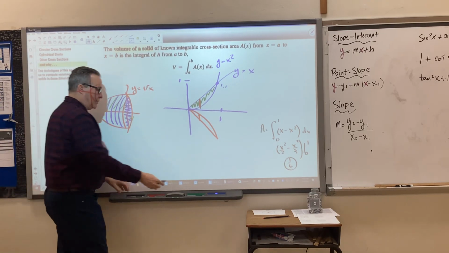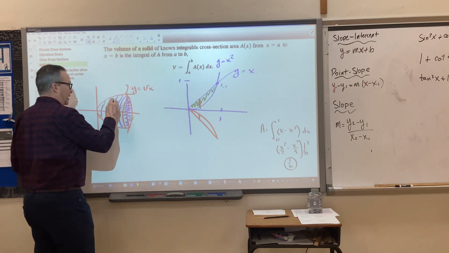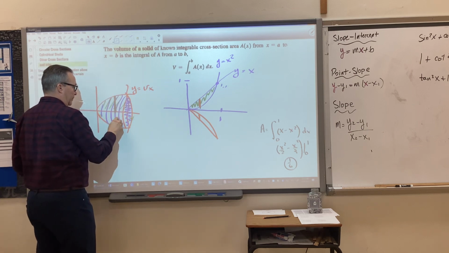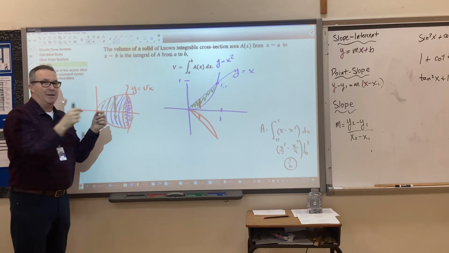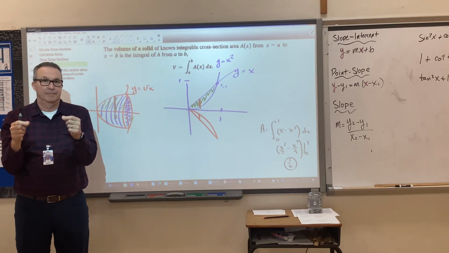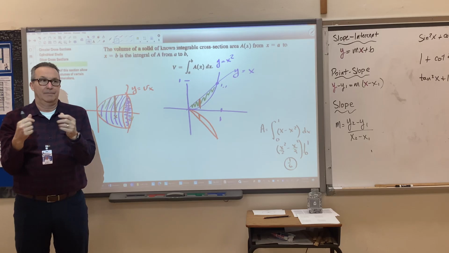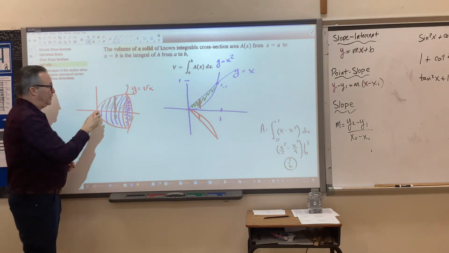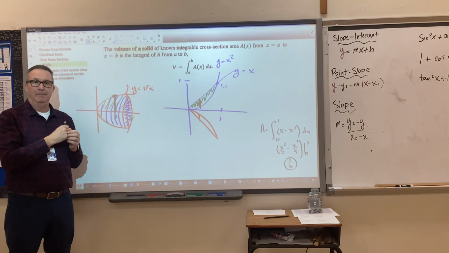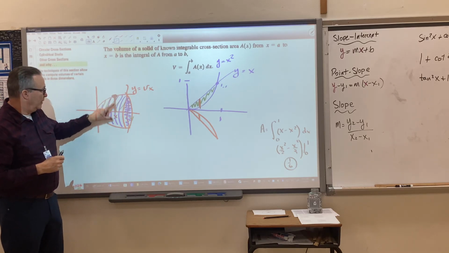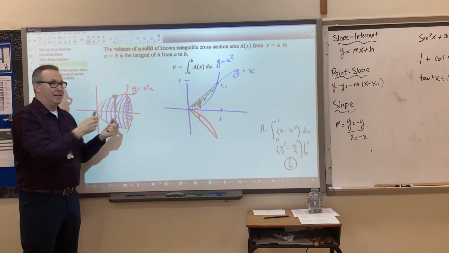If I took this rectangle, this arbitrary rectangle in the middle of the shaded area, and it revolves about the x-axis, what shape is that? Ellipse. Well, this radius, all the way around, stays the same. Circle. Yeah, it would be a circle, right? If I took that slice out, it would be a circle.